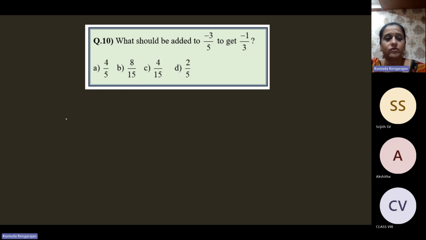Yeah, what's the correct option for the 10th one? What should be added? Ma'am, 4/15. 4/15, is it? Yes, ma'am. Akshita, Srijit. Yes, ma'am. Correct option is 4/15. Okay. Option C.